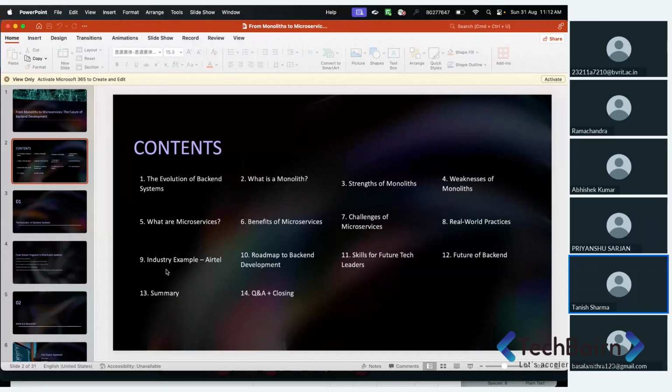So after that, we will walk through the roadmap and the future for backend development that will give you some edge over there, right? Then we will have the QA session at the end. Okay, so let's start.